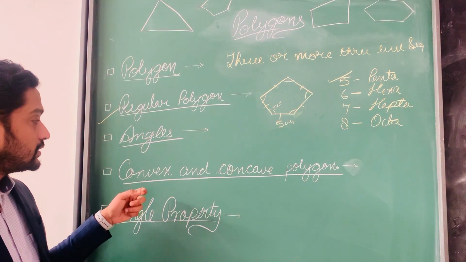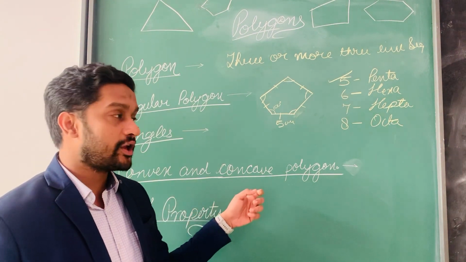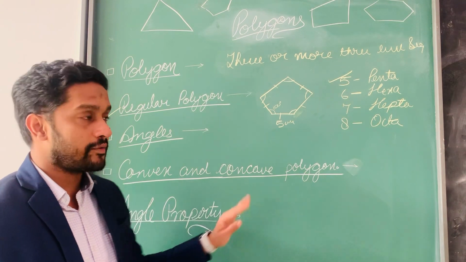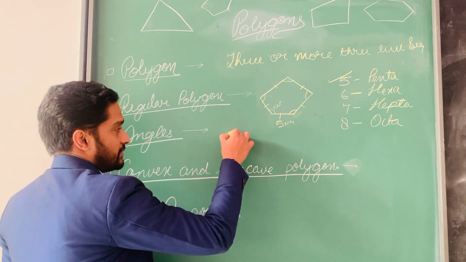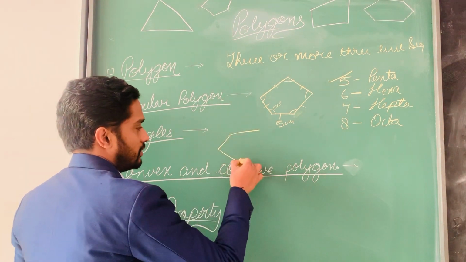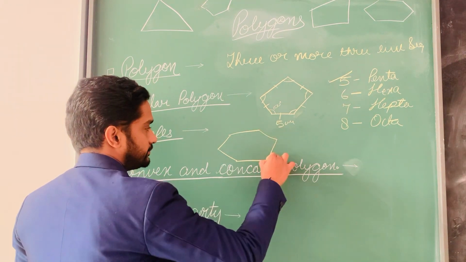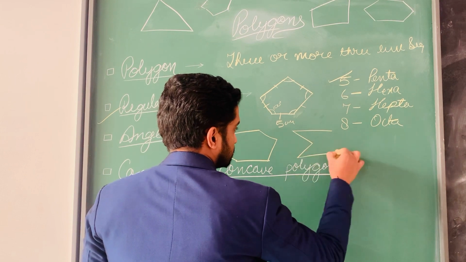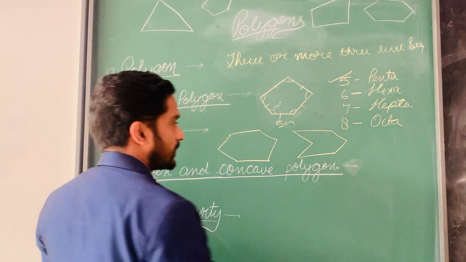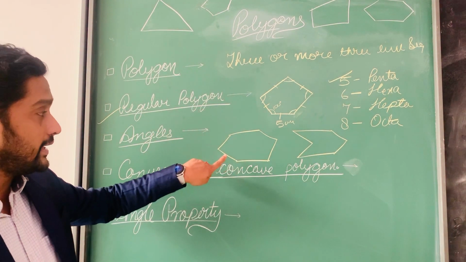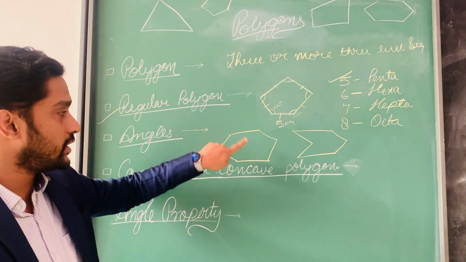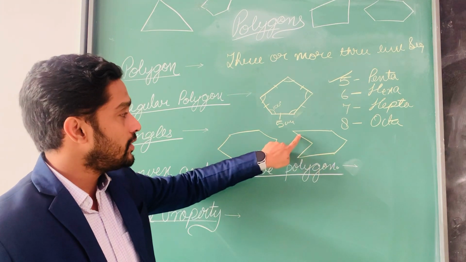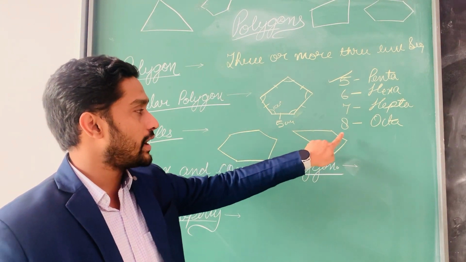Coming to the next, convex and concave polygon. What is a convex polygon and what is a concave polygon? One example I am taking here. Suppose I have drawn an irregular hexagon here. This one is also a hexagon. It has 6 sides. You can see 1, 2, 3, 4, 5 and 6. Here also you can see this one is also a hexagon, 1, 2, 3, 4, 5 and 6.